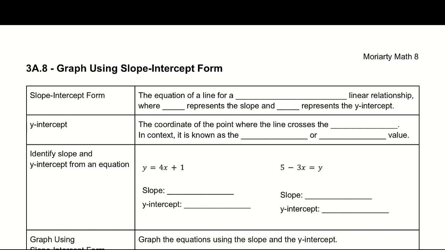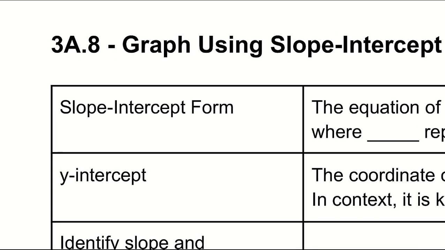All right, so today we are going to use our slope-intercept form to graph lines. I'm going to try to do this pretty quick. You've got an assignment today, so here we go. Slope-intercept form is what we learned on Friday. It is the form of y equals mx plus b.